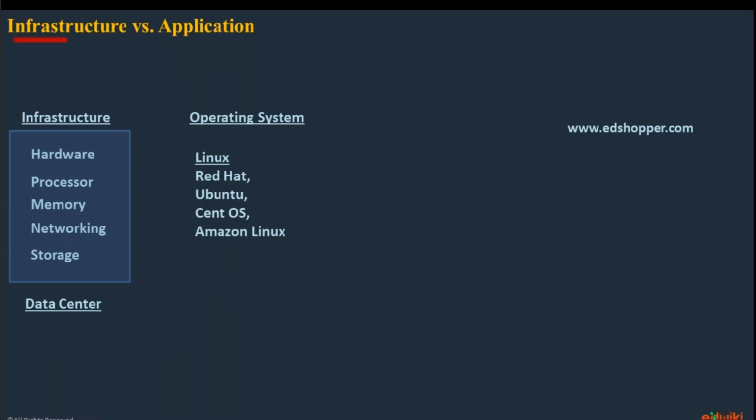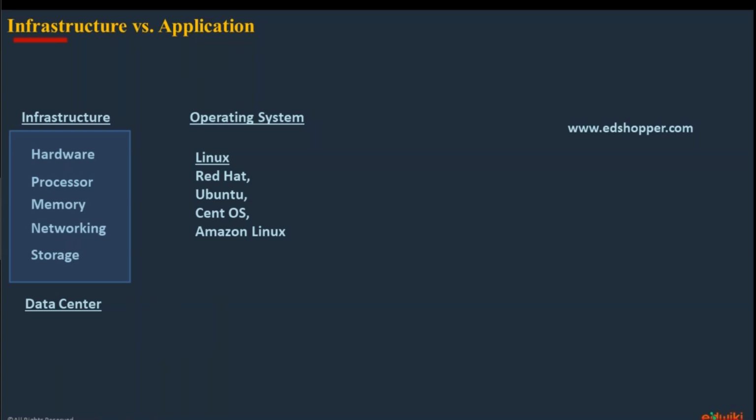When it comes to the operating system, there are different operating system flavors available in the market which will do the same job for you. There are Red Hat, Ubuntu, CentOS, Amazon Linux. All these are operating systems which are flavors of Linux. When I say flavored, all these different OSs are built by different companies. Like the Red Hat operating system is from the Red Hat company. The Amazon Linux operating system is from Amazon.